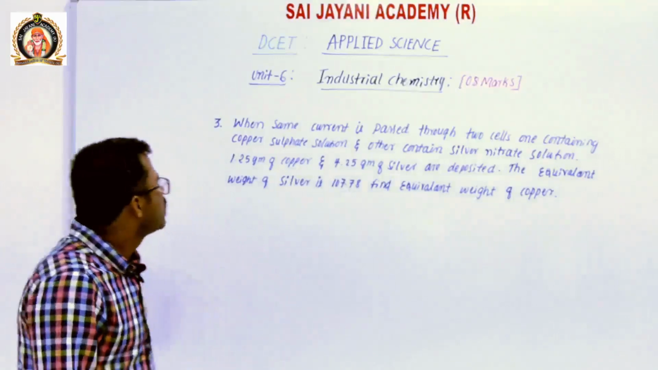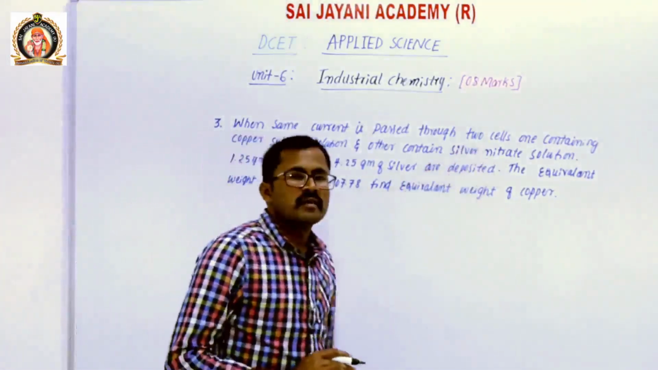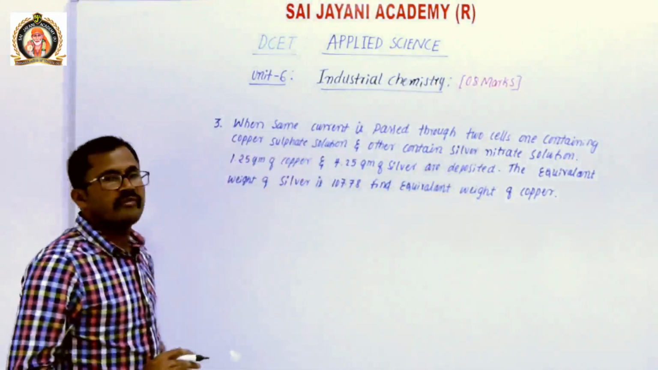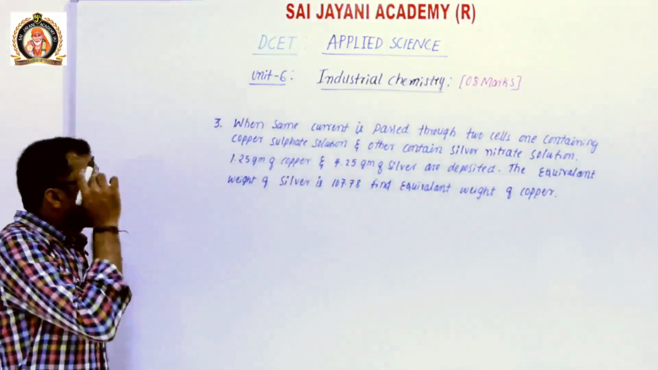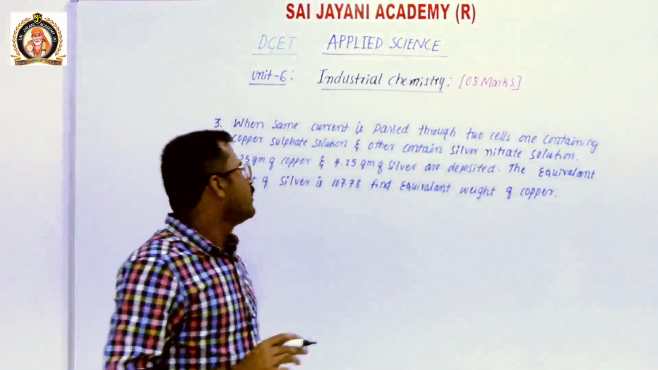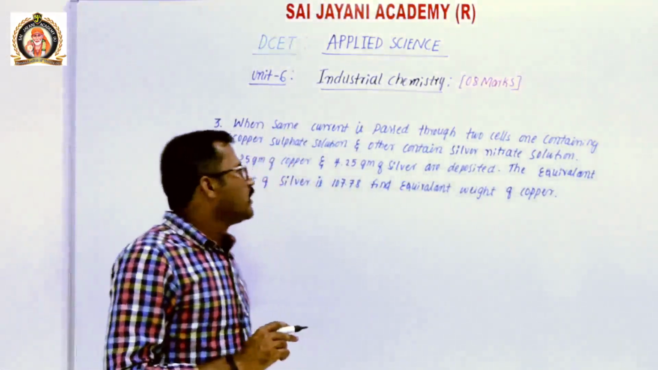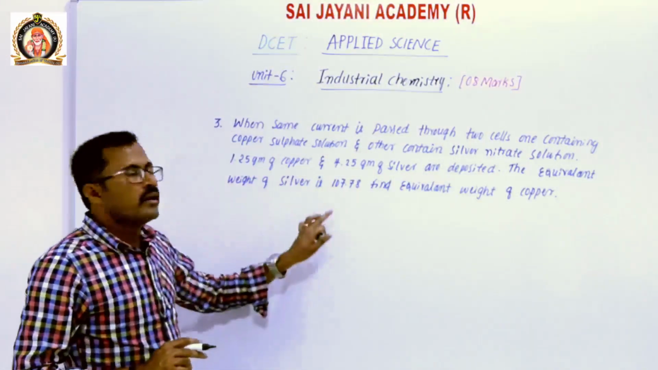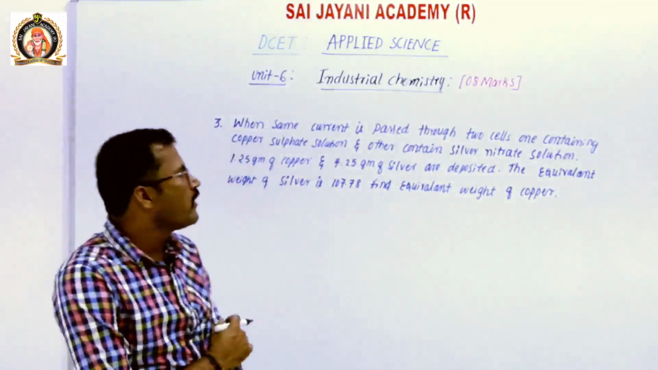Next question: when the same current is passed through two cells, one containing copper sulfate solution and the other containing silver nitrate solution, 1.25 gram of copper and 4.25 gram of silver are deposited. The equivalent weight of silver is 107.78. Find the equivalent weight of copper.